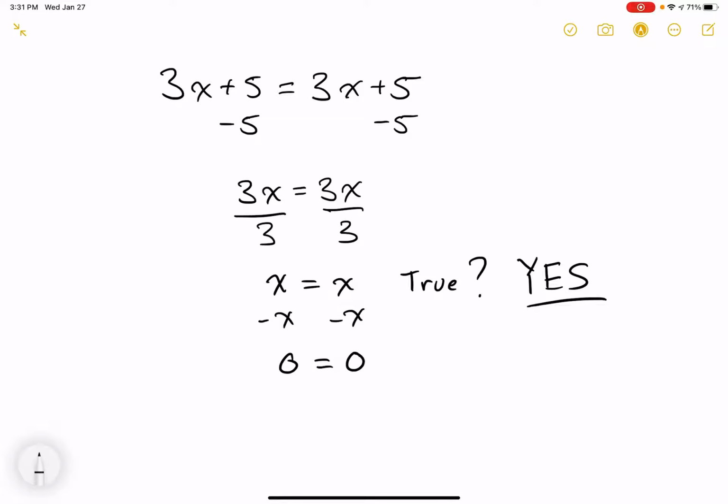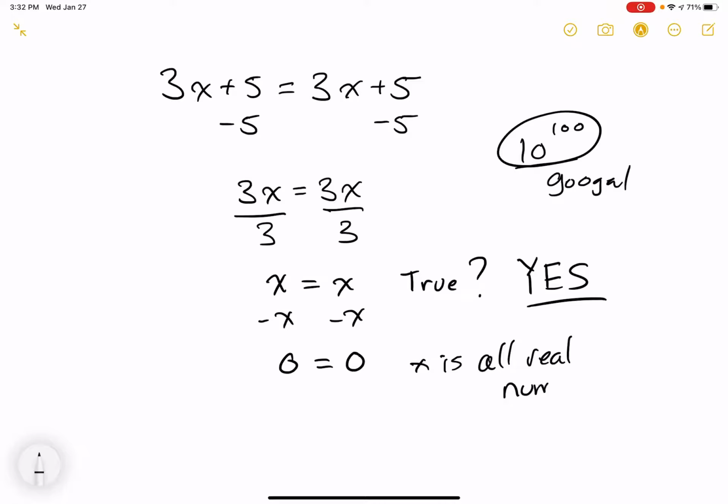If x is pi, pi is equal to pi. If x is 3, 3 is equal to 3. If x is 1 Google, Google is equal to a Google. So, Google is actually 10 to the 100th. Just so you know. A little trivia for you. So what do we write here? Well, we write that x is all real numbers. Or you can use a little bit of shorthand and you write x is equal to all real numbers.